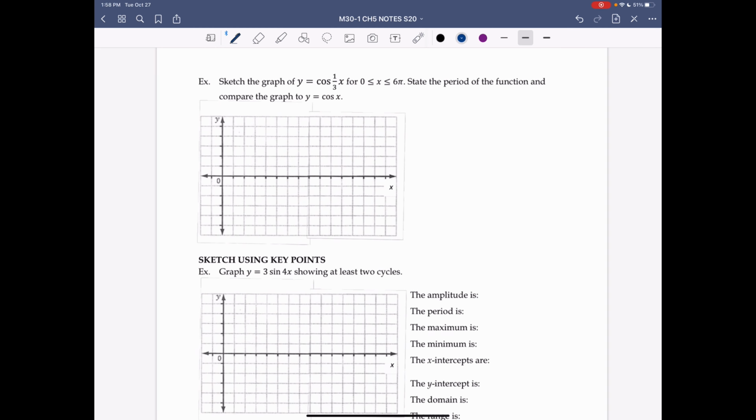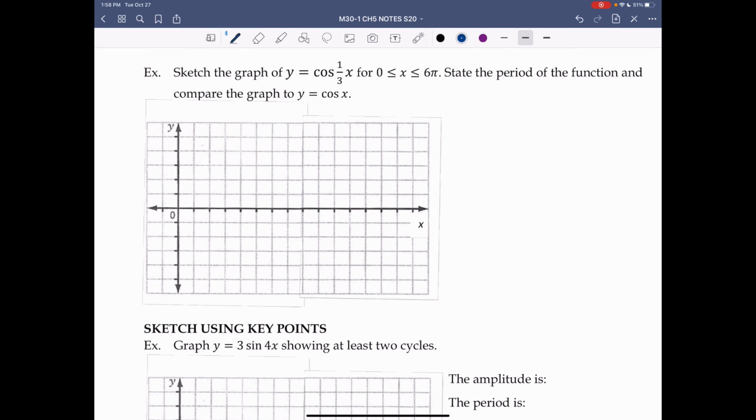Sketch the graph of y equals cos 1/3 x for x between 0 and 6 pi. State the period of the function and compare the graph to y equals cos x. Let's label our axes first. On the x-axis, we want to go up to 6 pi. So let's try counting by pi.